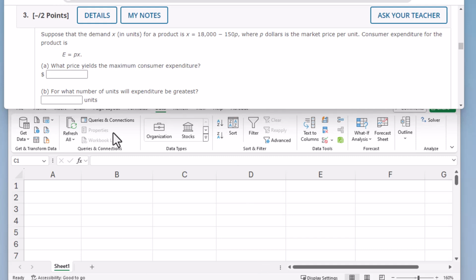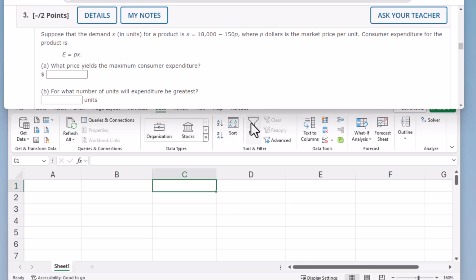Suppose the demand X in units for a product is... So here's my demand function, which interrelates price and units. Usually it's solved for price. On this one, it's solved for units. P is the market price. Consumer expenditure is P times X.